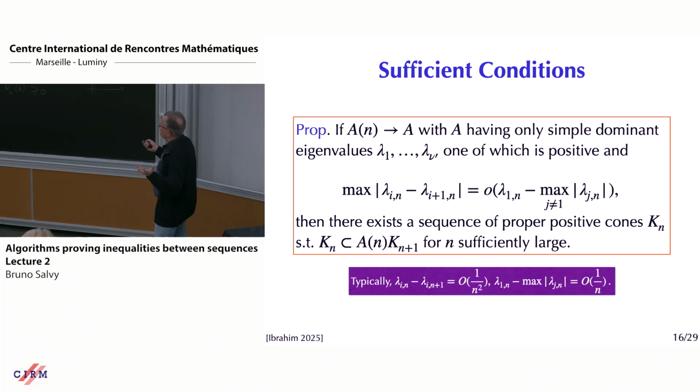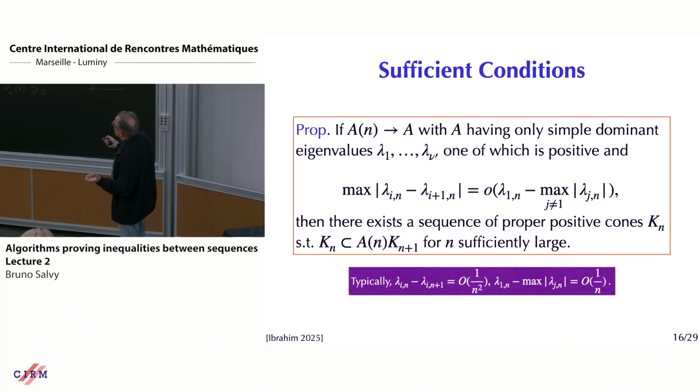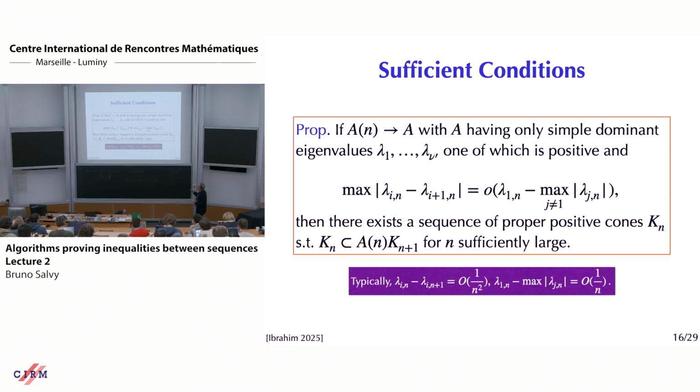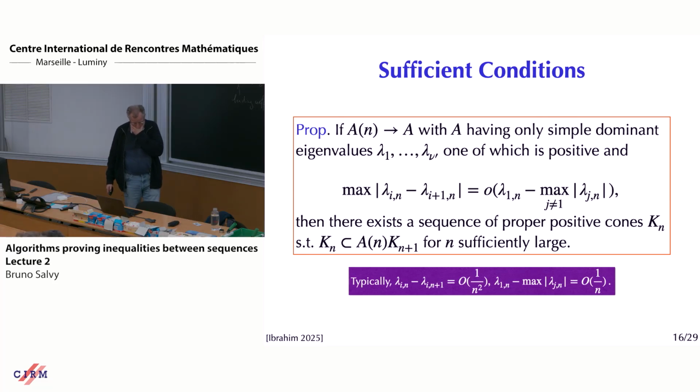In the example before, and in many examples, typically this will be of order 1 over n squared here, whereas this will be of order 1 over n, so that will be satisfied. And in that case, the method applies. Any questions so far?